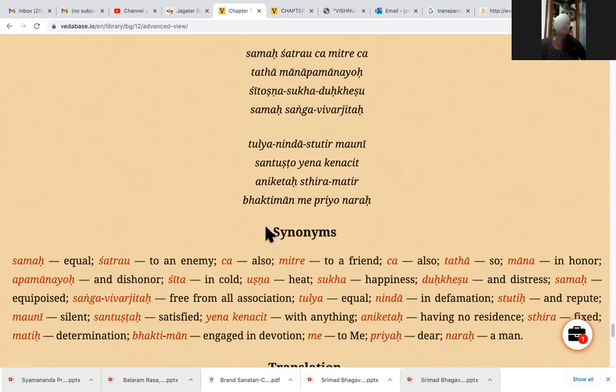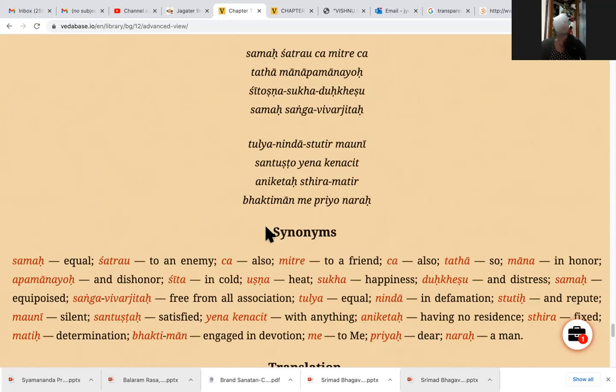Sthira mati. So sthira means to be fixed, to be firm, to be steady. Mati meaning determination, to be determined, to be steadfast. Oh, okay, yes, this is what I believe in. I will not give this up, come what may. So having that kind of mindset.